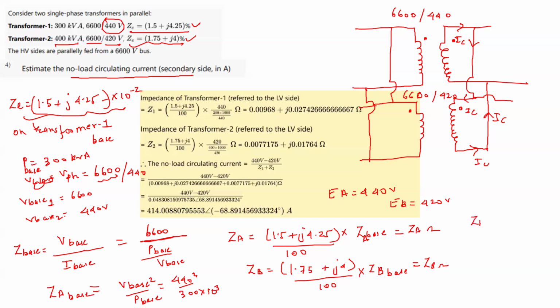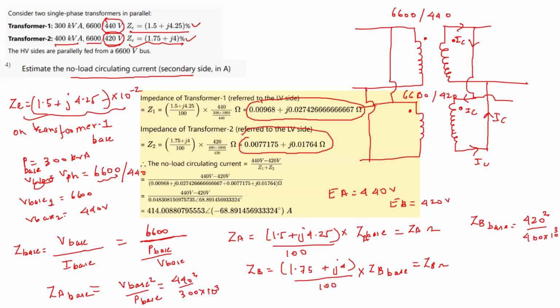Now this gives me ZB in ohms. What is this ZB base? ZB base on the secondary side is V base squared by P base. V base squared of the second transformer on the secondary side is 420 squared, divided by P base, which is 400 kVA. So this is ZB base. Like this, you will get ZA in ohms and ZB in ohms.